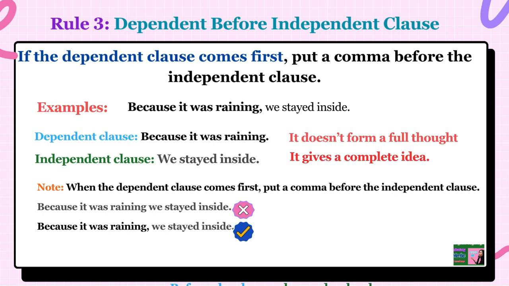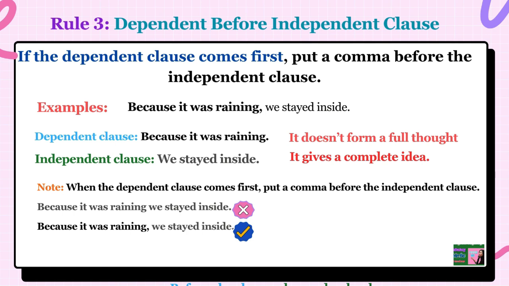Now, let's talk about Rule 3: dependent before independent clause. When a dependent clause begins a sentence, place a comma before the independent clause. For example: because it was raining, comma, we stayed inside.